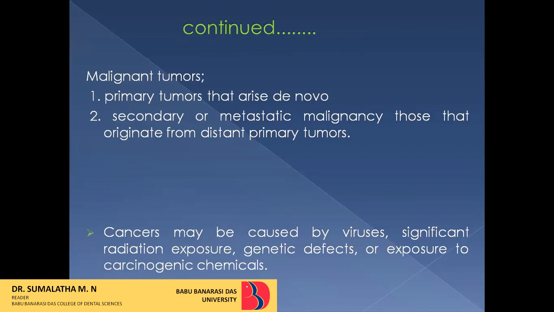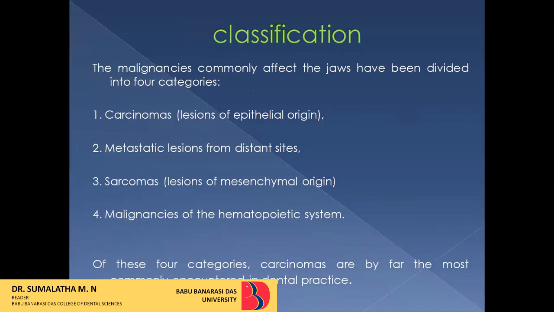Malignant tumors are mainly classified into two types based on the origin. Primary tumors arise de novo. Secondary tumors are metastatic malignancies, those that originate from distant primary tumors. Cancers may be caused by viruses, significant radiation exposure, genetic defects, or exposure to carcinogenic chemicals.